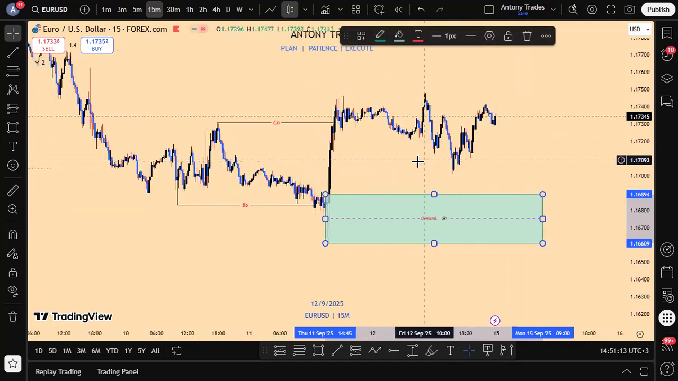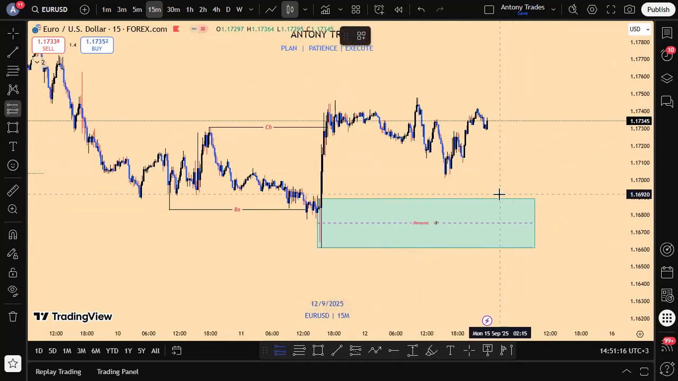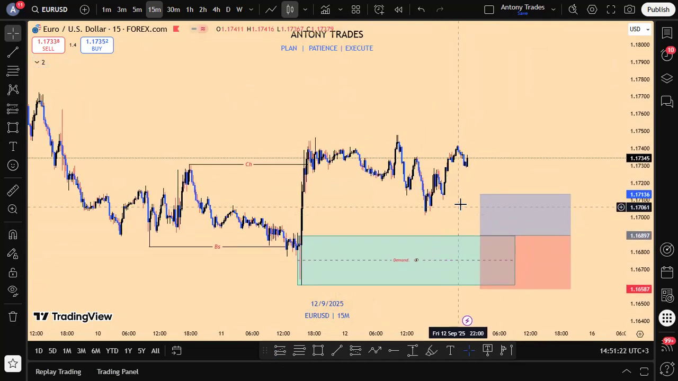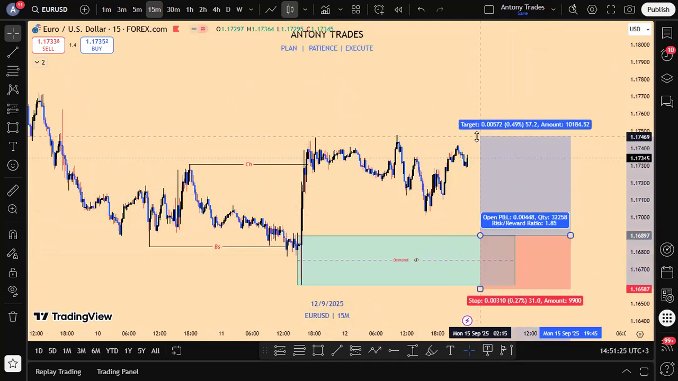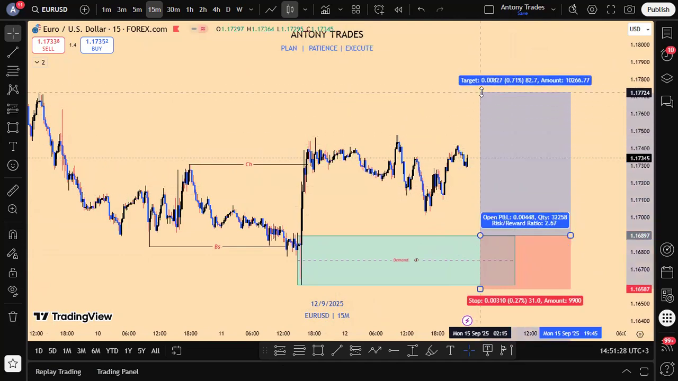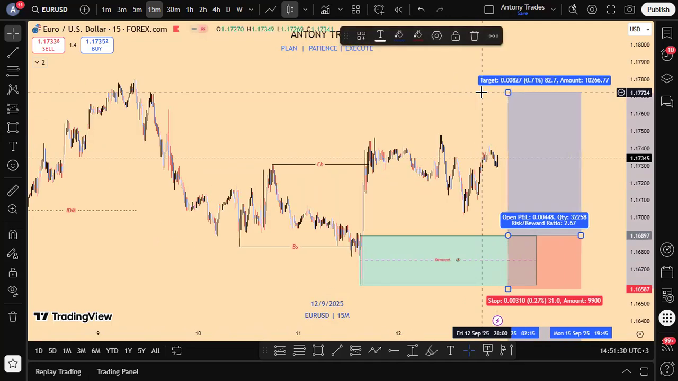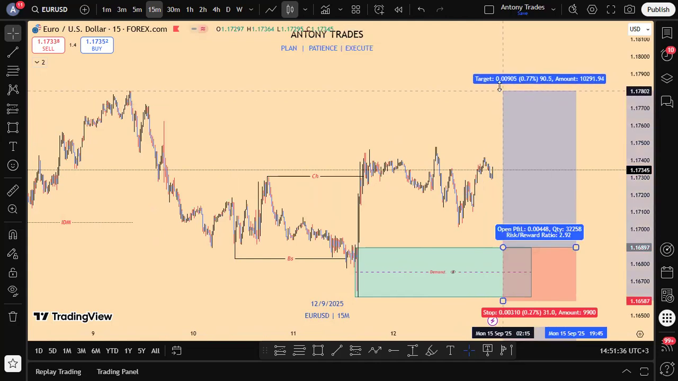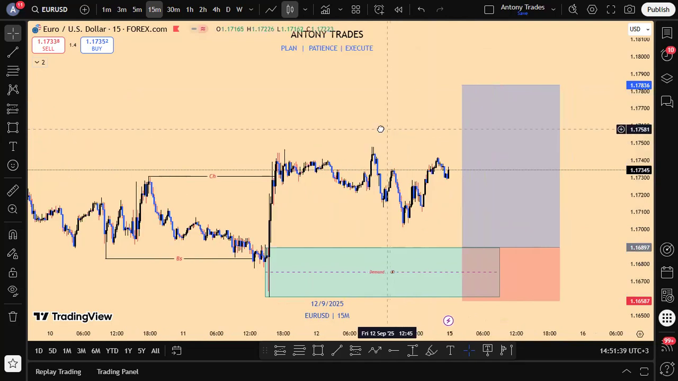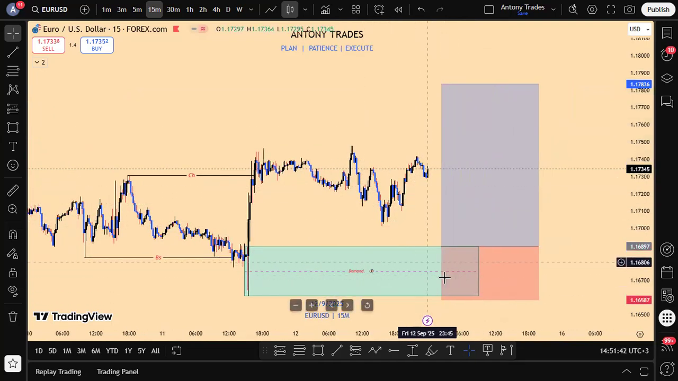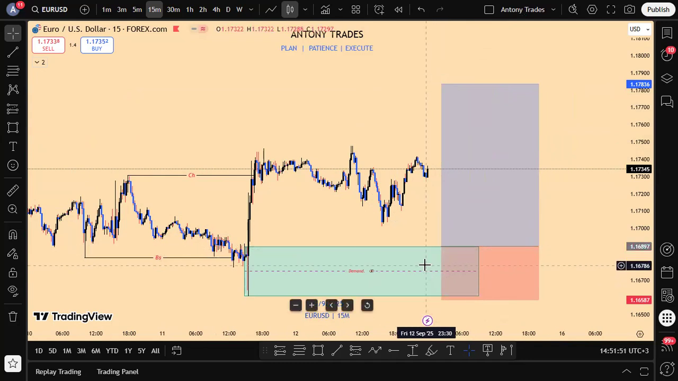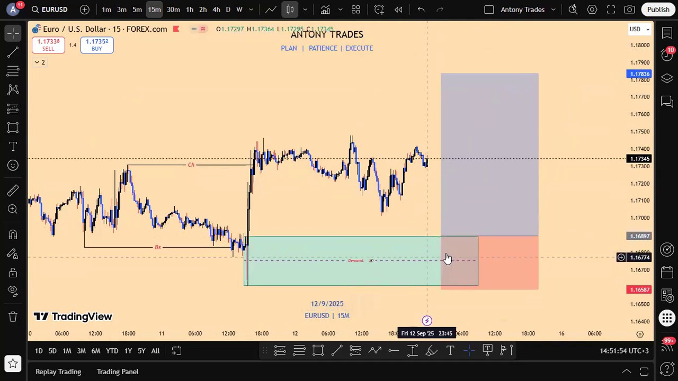This is the setup that I'm having on the Euro USD. Stop loss below our order block, and the target should be this high, or this high around here. This should be our target in there. This is around 1:3. But for me, I will wait for a confirmation from the lower time frame, that is either the 1 minute or 5 minute time frame, to increase my risk to reward.